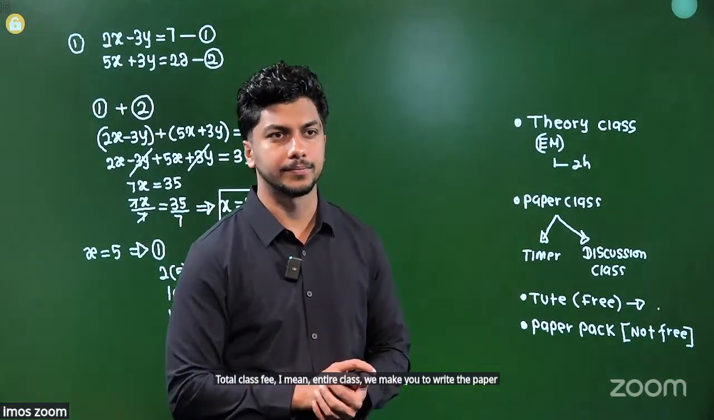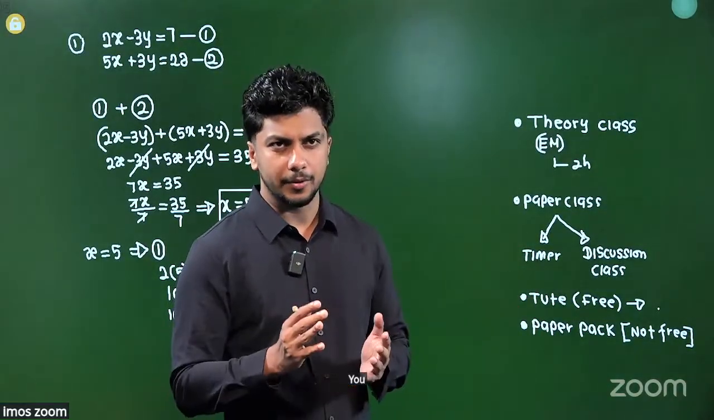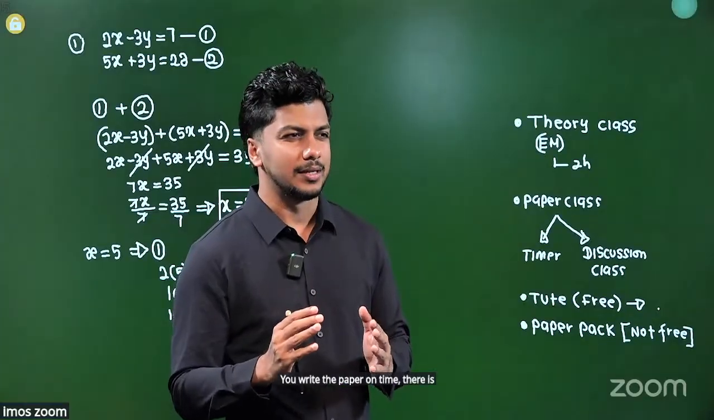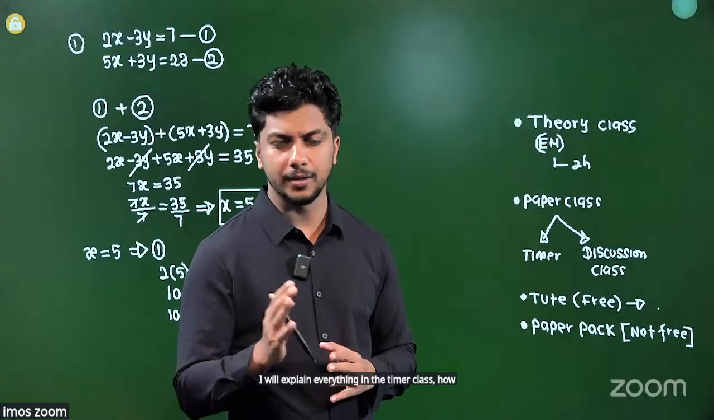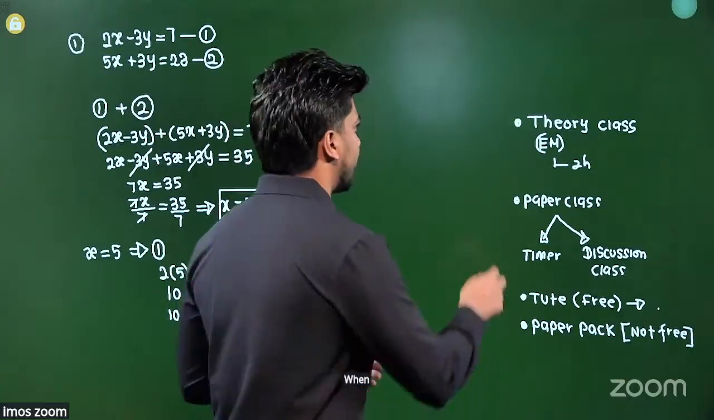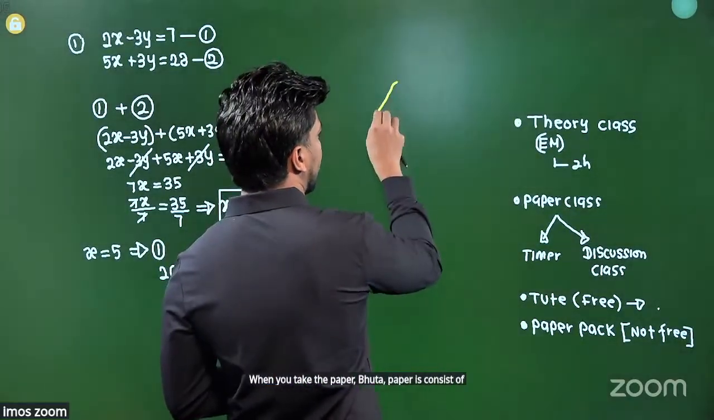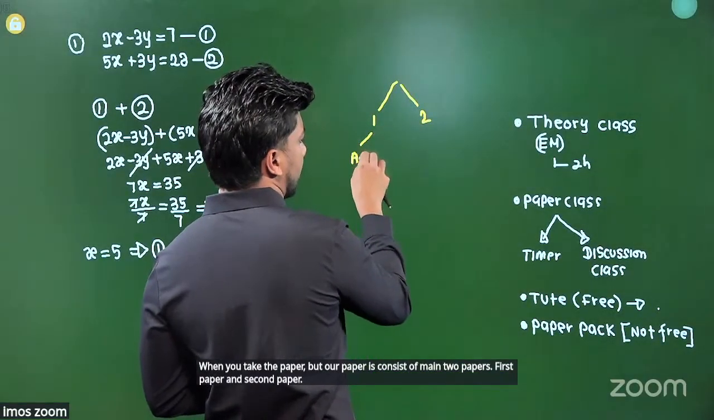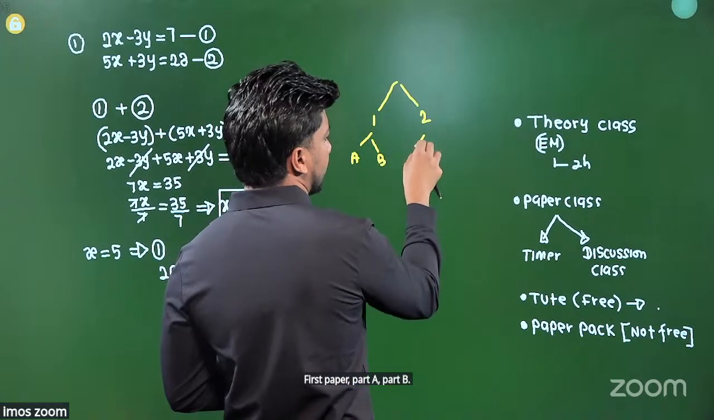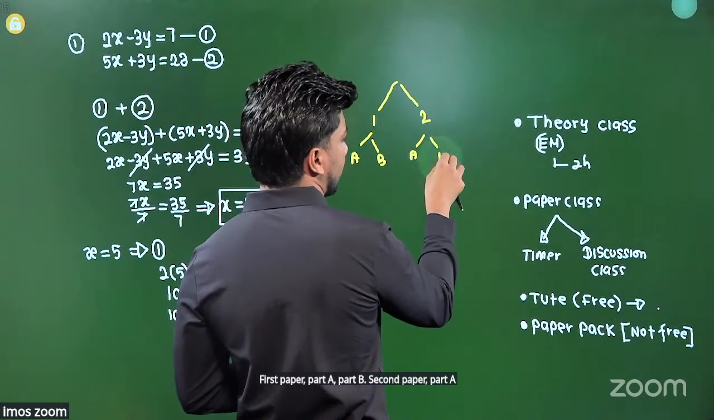In the timer class, son, we make you write the paper on time. There is a time schedule. I will explain everything in the timer class, how to write the paper. When you take the paper, son, it consists of 2 main papers, first paper and second paper. First paper part A, part B. Second paper part A, part B.